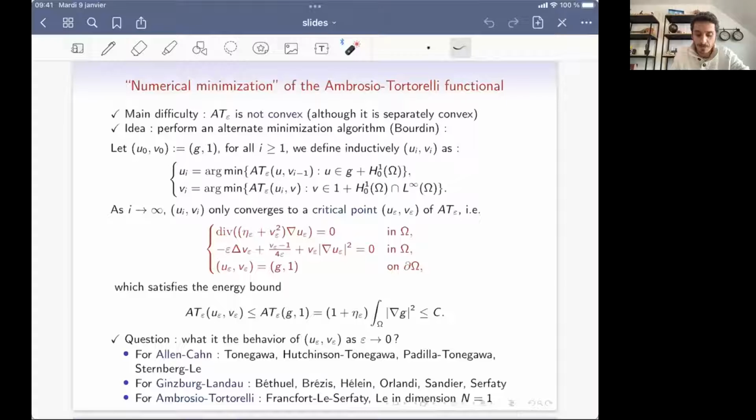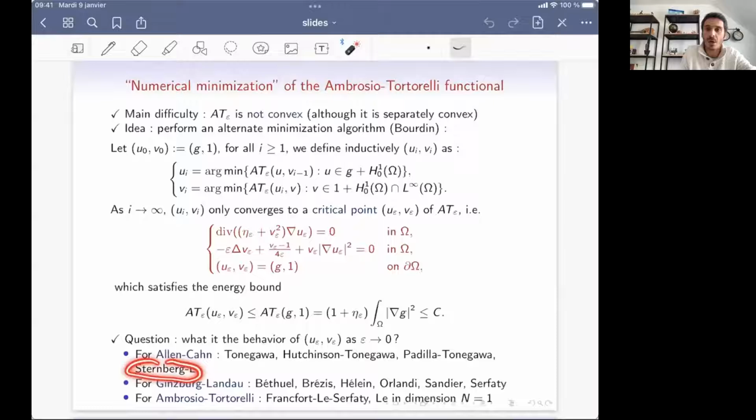This type of problem is also related to Ginzburg-Landau problems, the convergence of critical points of the Ginzburg-Landau functional, also in parabolic settings. So there are various works by Bethuel, Brezis, Orlandi, Sandier and Serfaty. And in the context of Ambrosio-Tortorelli, there is a complete study performed by Francfort, Le and Serfaty, and on the other hand by Lei alone for a different type of boundary condition in dimension one. So our objective was to try to generalize the result to any dimension, and we partially did it, with an additional assumption, as in that work, on the convergence of the energy.